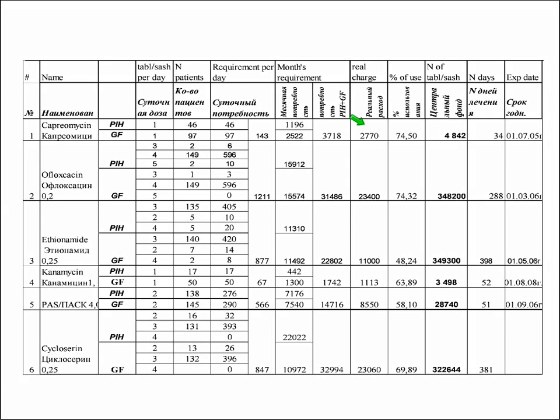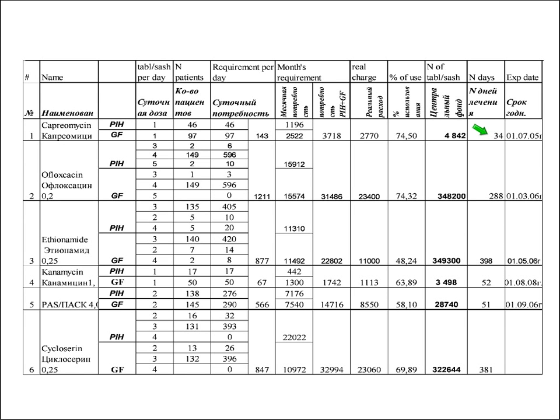This is actual usage, 2,770, 75%. I mentioned this kind of coefficient parameter, the adherence rate. And then this is actually the drug stock in this pharmacy. How much coprimycin exists? 4,842. So when we divide this number over the monthly usage of medication, we see that this drug will be used in 34 days. So this is actually not good.